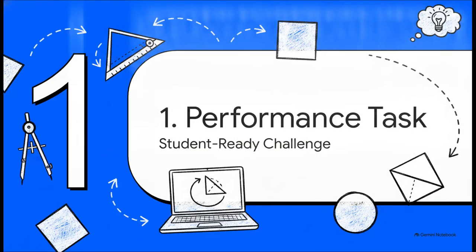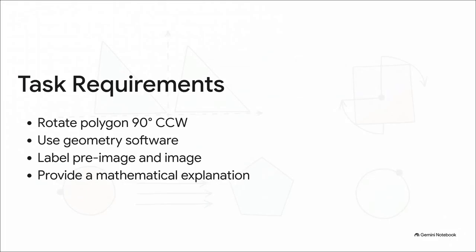Section 1, the performance task, your student-ready challenge. All right, here is the specific prompt you're going to face. You're required to rotate a polygon exactly 90 degrees counterclockwise around a specific center point on a coordinate plane. And this is absolutely crucial. You must use geometry software. This isn't just a quick freehand sketch on grid paper, right? You can't just click and drag a shape around until it kind of looks right to your eye.